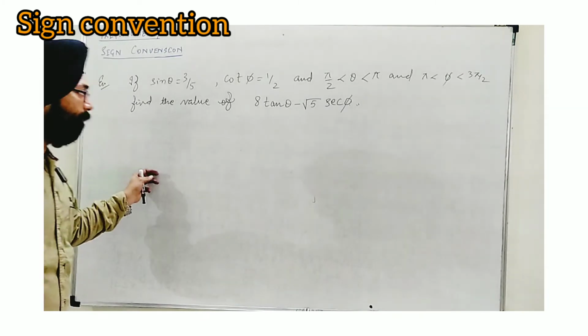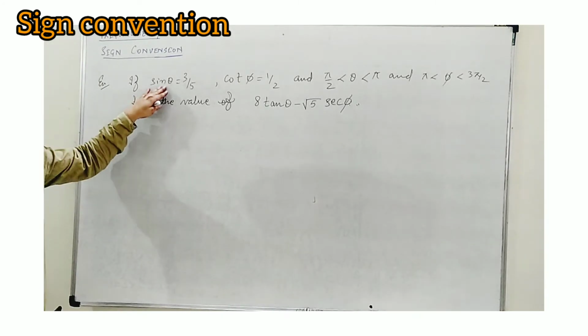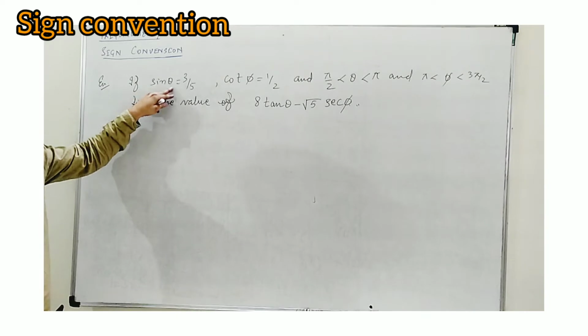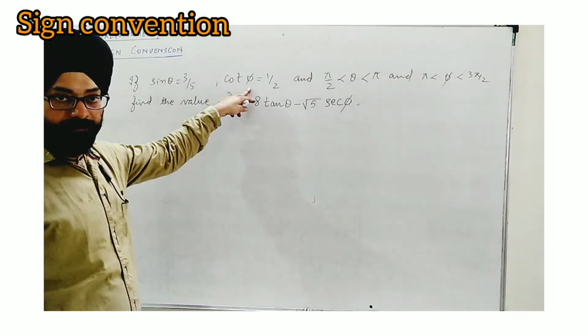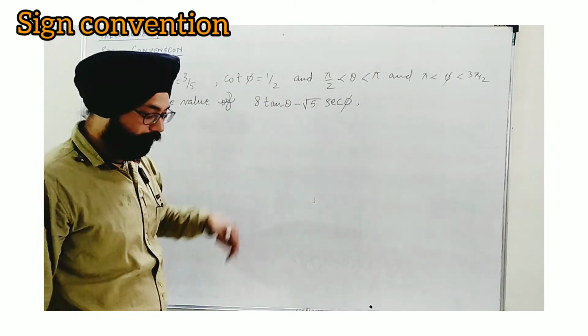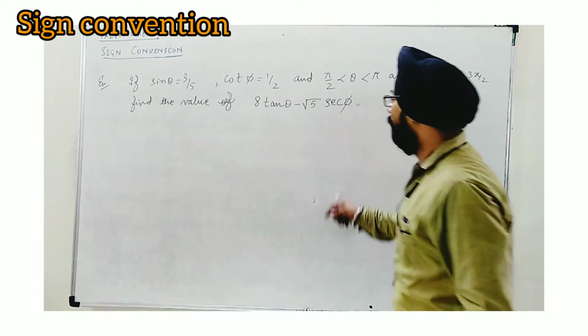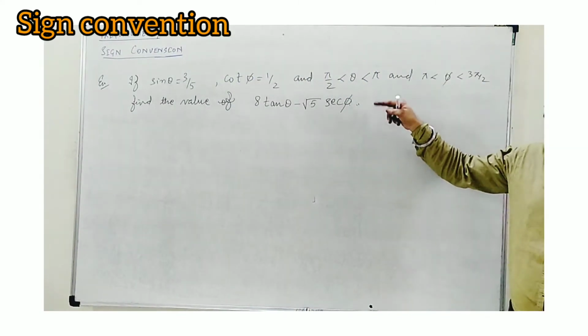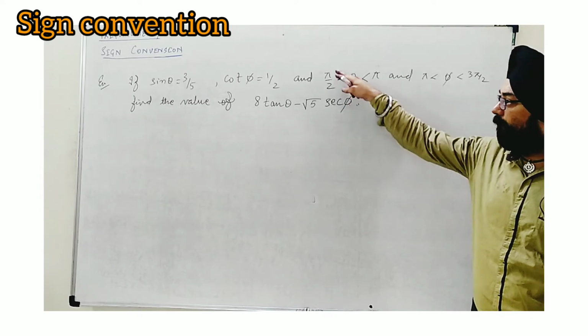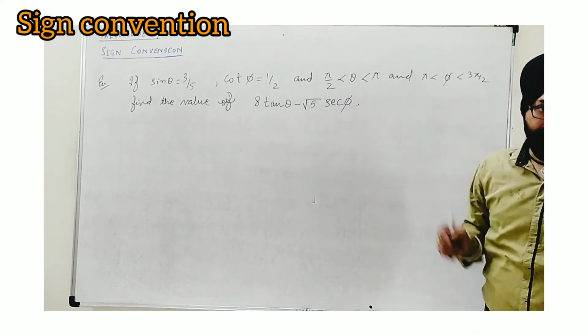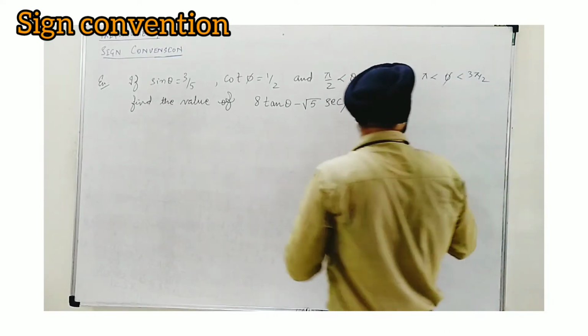Now in the second example, we have the value of sin theta. One angle symbol is given as theta, sin theta is 3 by 5. Cot phi, the different angle, is given as 1 upon 2. Now, maybe this is a new thing for you. It is given that theta lies between pi by 2 and pi. What does it mean? Let me tell you.